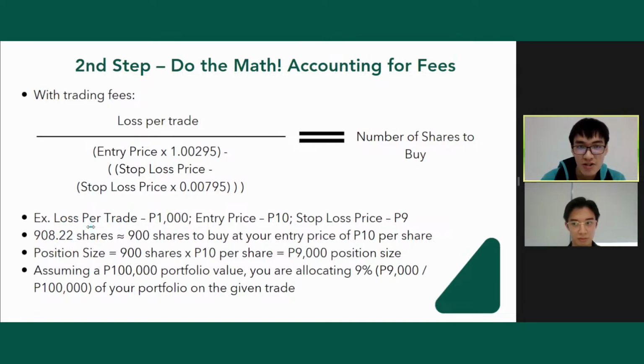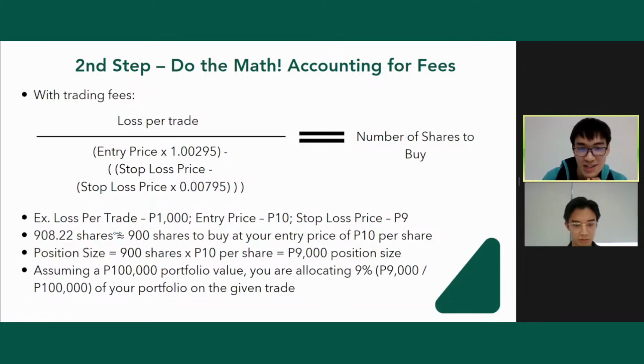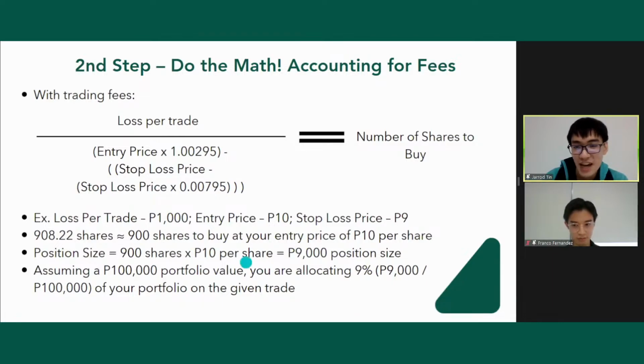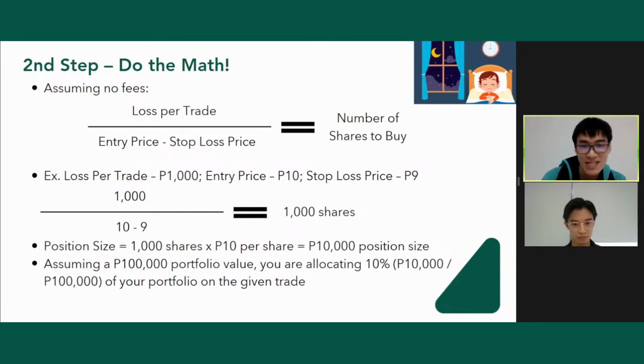But you have to round it down kasi sa PSE, we have something called the board lot, right? So you cannot buy 908 shares, di ba? Parang you can only buy 900. So dapat flat number. So you have to also adjust it to the board lot. So here we get 900 shares. So 900 shares times 10 pesos na entry price, your position size would be 9,000 pesos na lang. Then assuming a 100,000 peso portfolio value, you're gonna allocate 9% of your portfolio. So if you look back, the one without fees, mas mataas in allocation, di ba? So here, it's 1,000 shares.